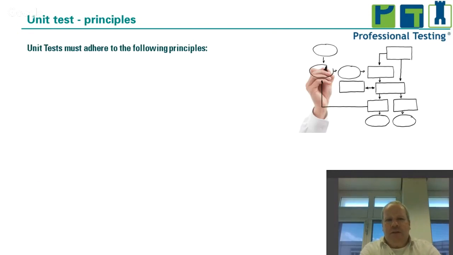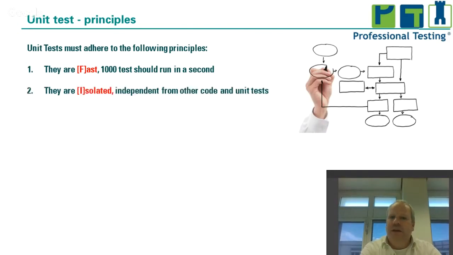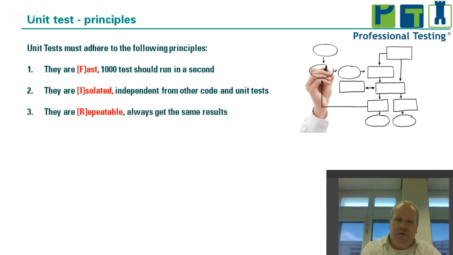Unit tests, again, should be fast. You can actually run 1,000 tests within a second because they're part of the code. They should be isolated, so they should be independent from other code and other unit tests. They should be repeatable, so you can rerun them over and over again. So in case of refactoring, you can also use them to check whether your results are still valid.